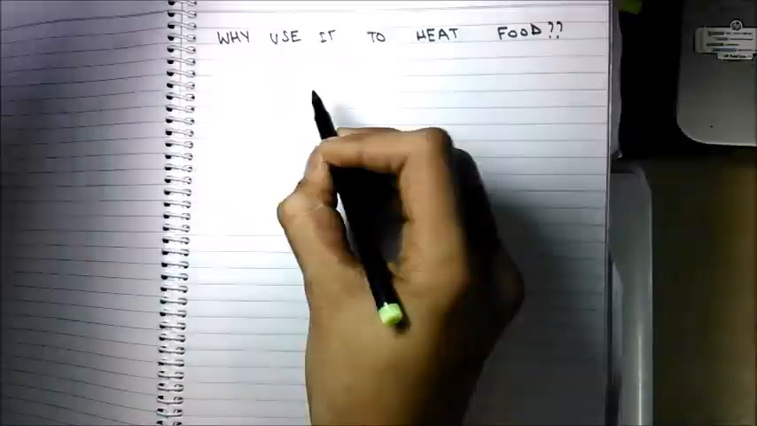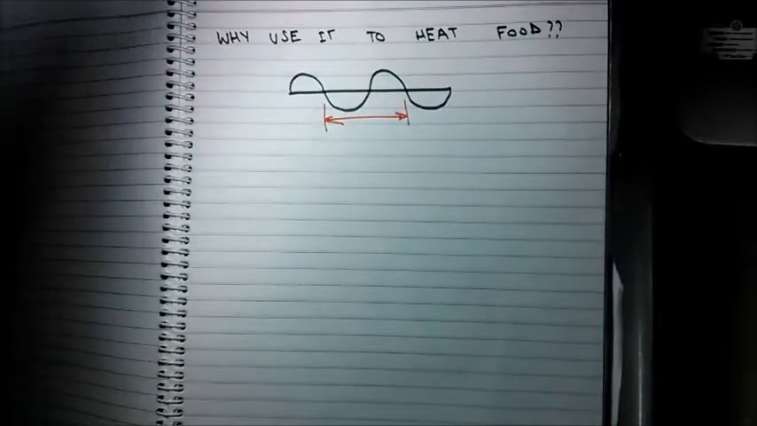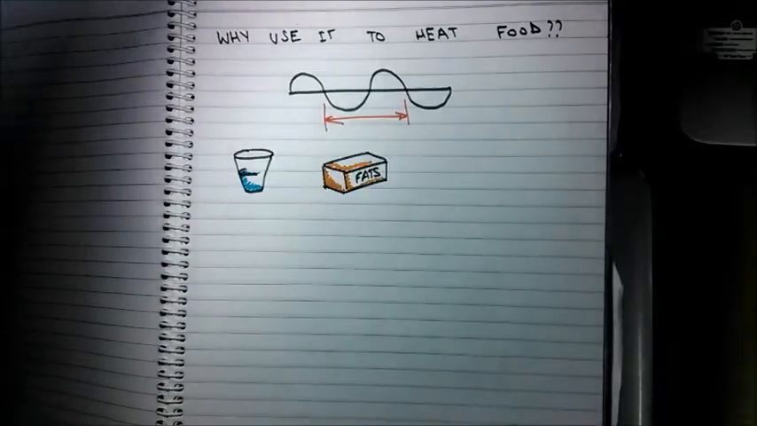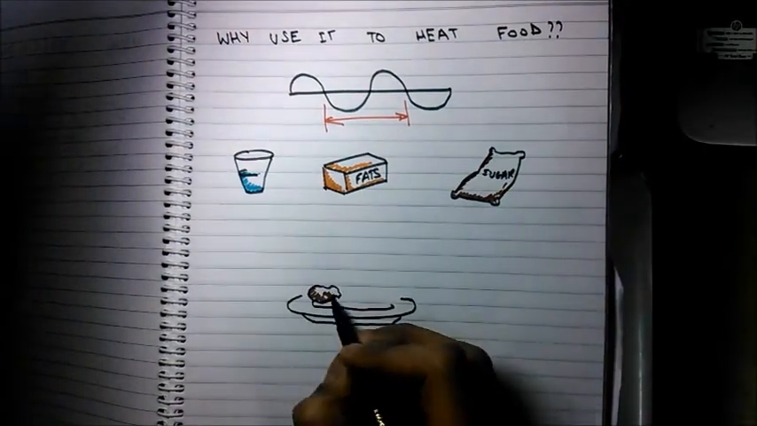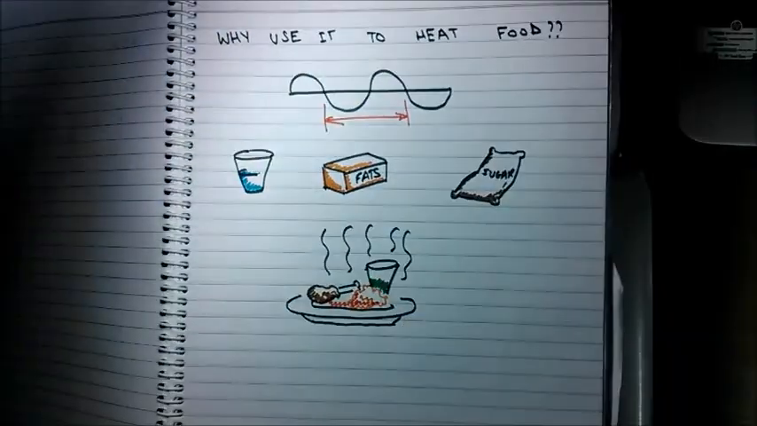Why are they used for heating food? Microwaves have a specific wavelength that can be easily absorbed by water, fats, and sugars, basically the main constituents of food. Okay, consider a water molecule which is positively charged at one end and negatively charged at the other.